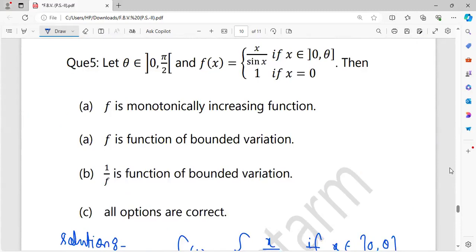So the first option is correct. Second option is correct. Third option is also correct. This is B, this is C, and this is D. So option 1 is correct, A is correct, B is correct, C is correct. So it means all options are correct. Okay. So today's session up to this.